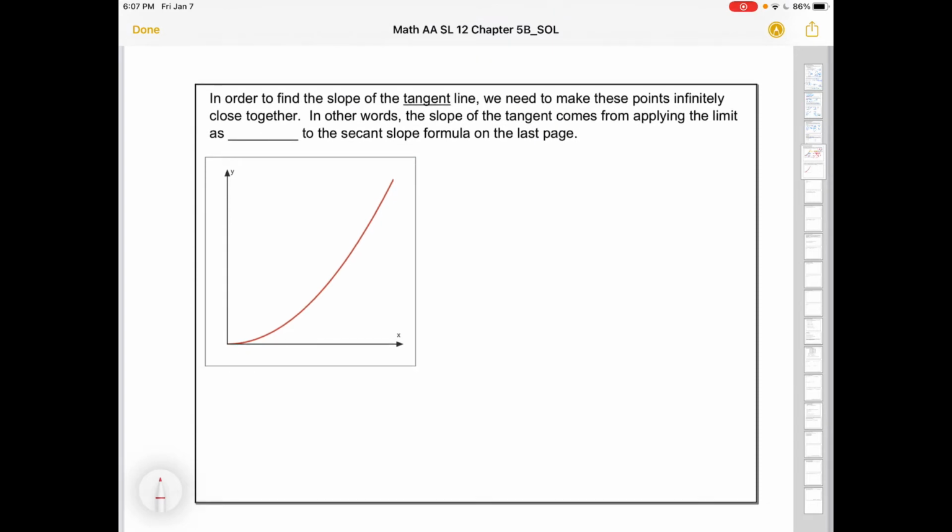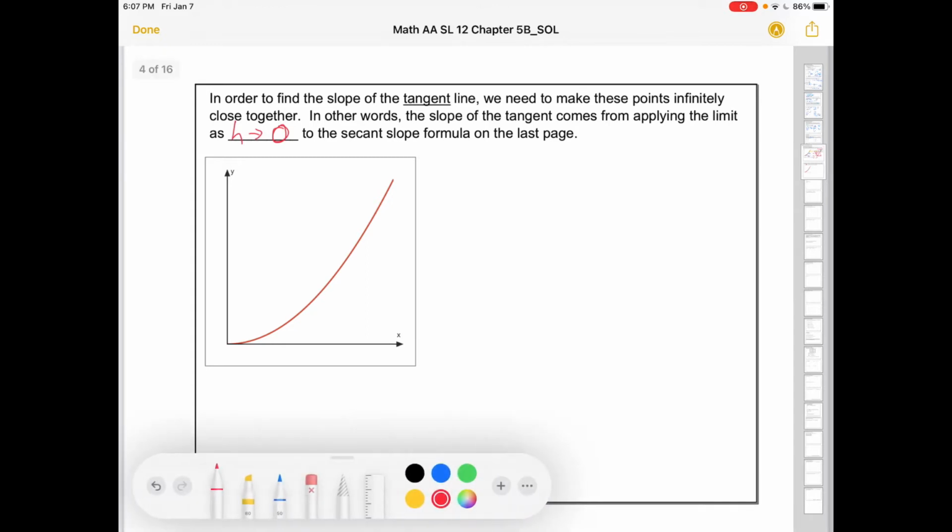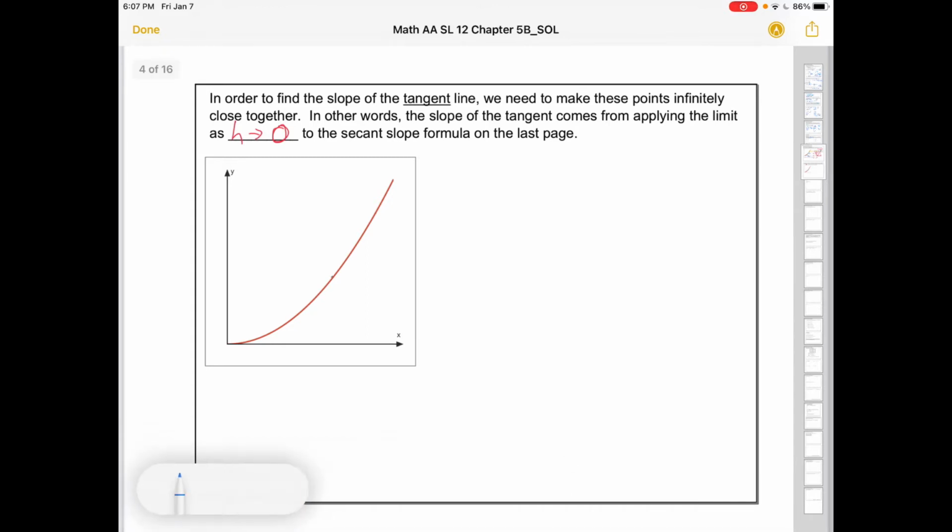In order to find the slope of the tangent line, we need to make these points infinitely close together. In other words, the slope of the tangent comes from applying the limit as h gets infinitely small, as h tends towards 0, to the secant formula from the last page. So I'm going to put on those 2 points again. I'm just going to make them look closer together.